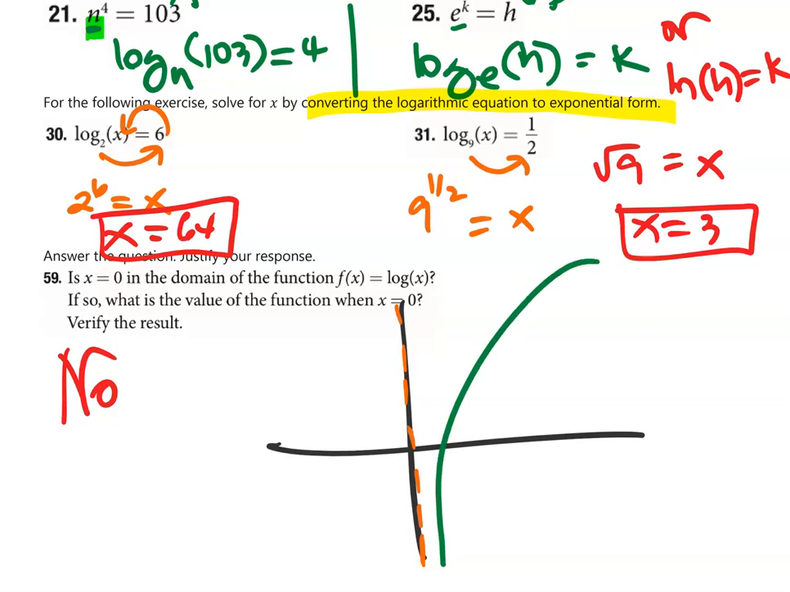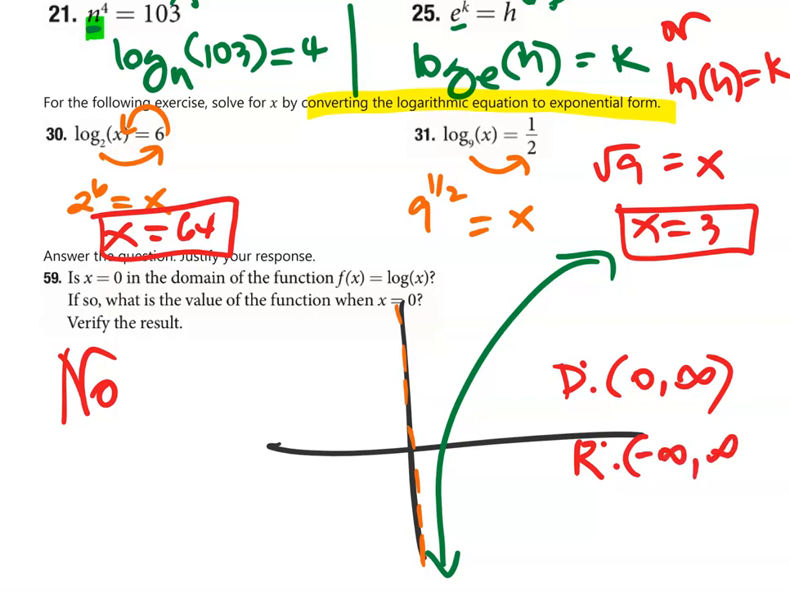This is the graph of your logarithmic function, and you can see here that x equals 0 is not in the domain of the function log of x. So just to recall, the domain here is from 0 to positive infinity, and also the range is from negative infinity to positive infinity.